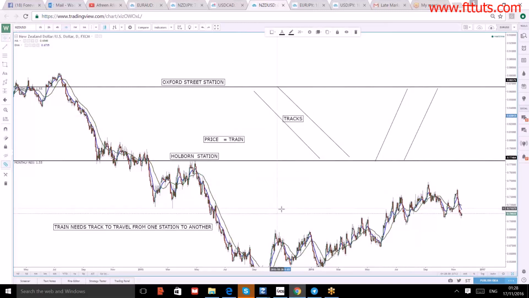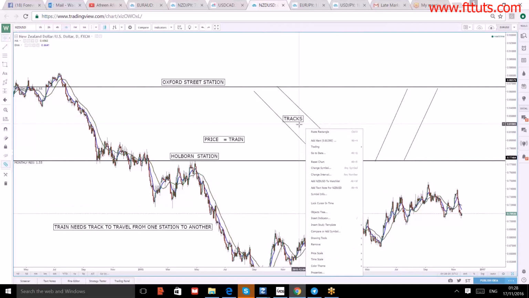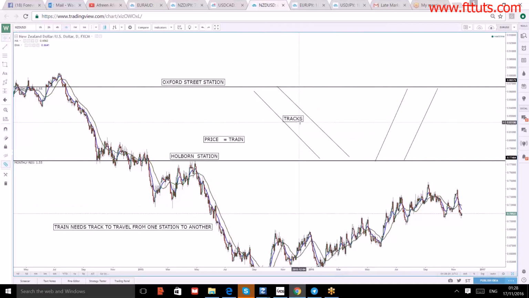I will eventually give you practical examples of this at the end of this lecture, but try to understand the philosophy behind all of this. You understand this? That's what you need. Okay, so the train needs tracks to travel from one station to another.